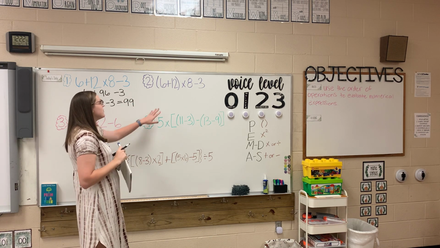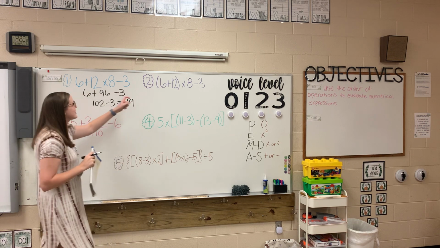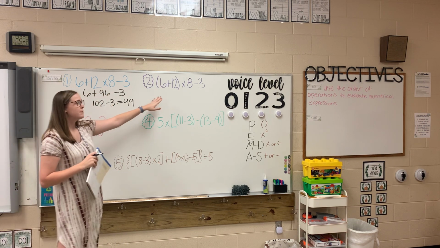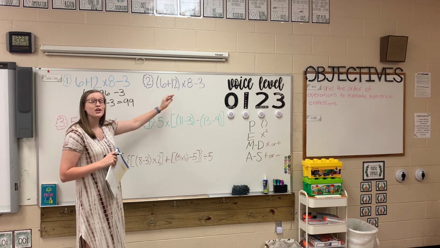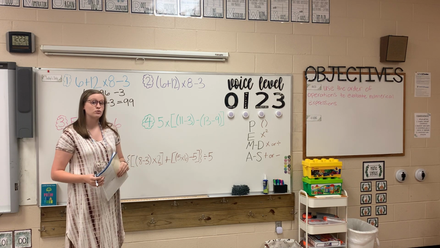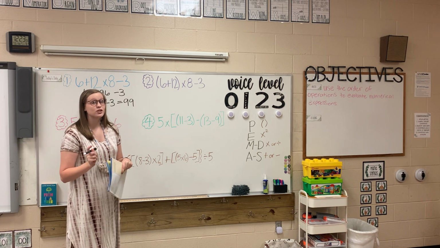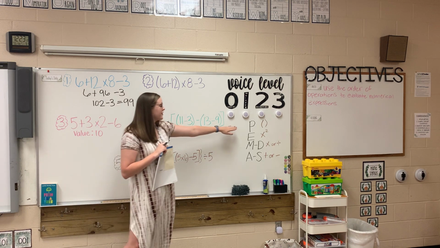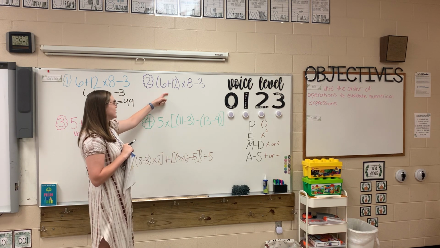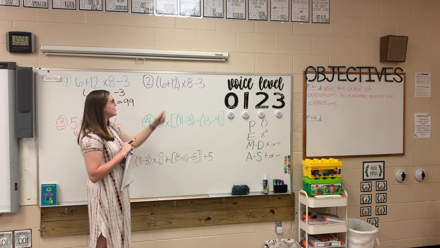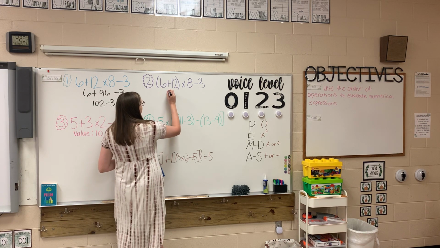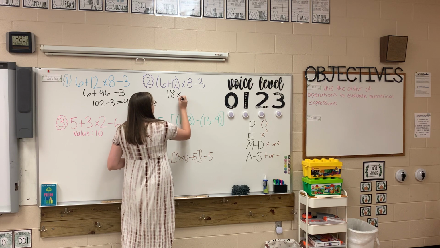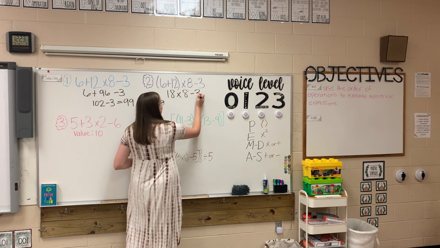Okay. If you notice, number 2 is the same numbers, but we have some parentheses. And I'm going to show you how important it is to follow those order of operations, because we're going to get 2 different answers just because little parentheses were added. So our first step is to solve what's inside the parentheses. So 6 plus 12 is 18. And we bring down the rest.